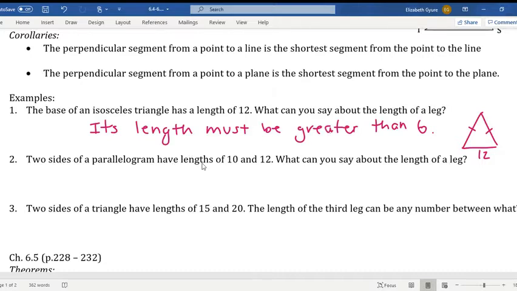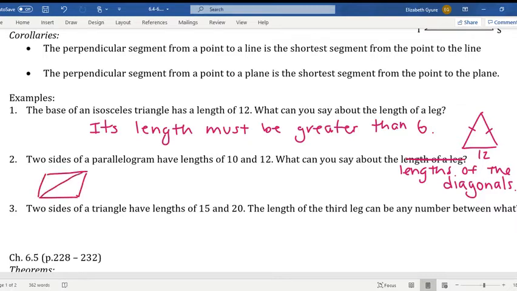So what happens when I type things too late at night? So two sides of a parallelogram have lengths of 10 and 12. What can you say about the lengths of the diagonals? Okay, so we got a parallelogram with a diagonal. Two sides of the parallelogram have lengths of 10 and 12. What can you say about the lengths of the diagonals?